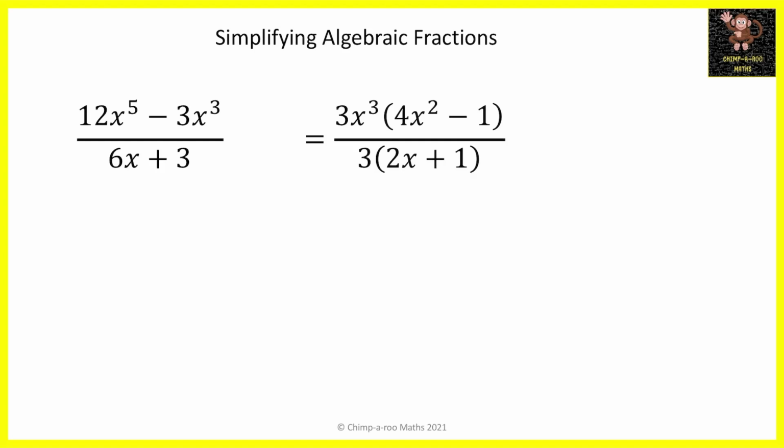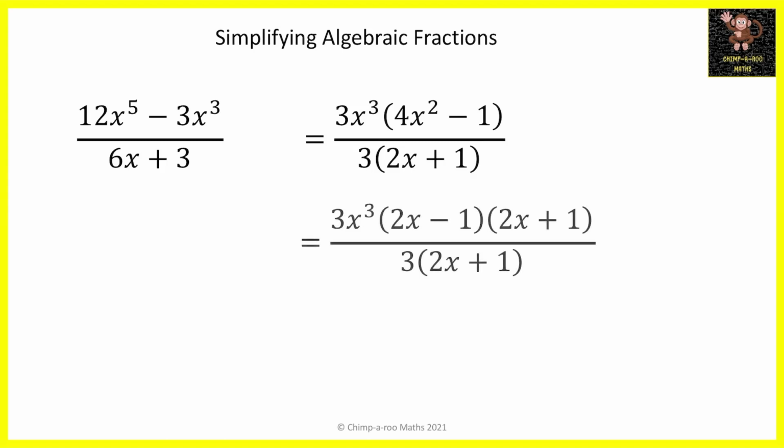You can see also that we've already got a common factor of 3 top and bottom, but we can actually factorise that bracket further, as you may notice a difference of 2 squares. So there we have 2x minus 1, 2x plus 1. 2x plus 1s will cancel out, as will the 3s. So this one leaves us with a 1 on the denominator. So we can just write that as x cubed multiplied by 2x minus 1.